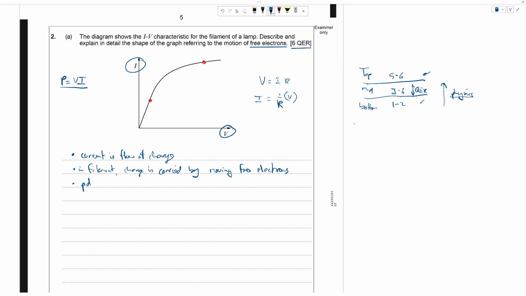Potential difference, let's start with the potential difference. It causes a force on free electrons. You know, at one end of our filament we've got positive, and at the other end we've got negative. The negative end of the filament is repelling those electrons. The positive end is attracting those free electrons. So it causes a force on free electrons, which gives them some sort of drift velocity or non-zero mean velocity. The electrons themselves lose energy in collision with metal ions.